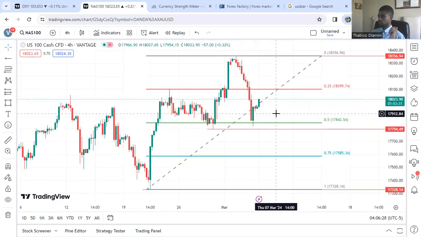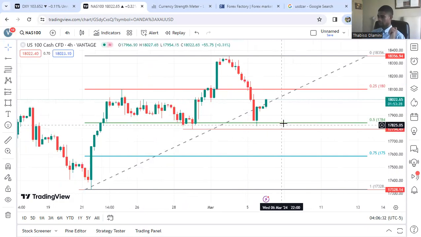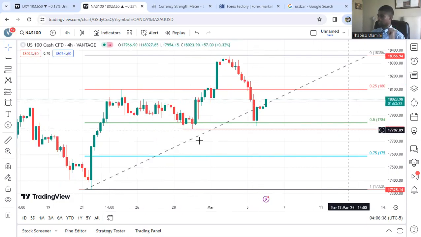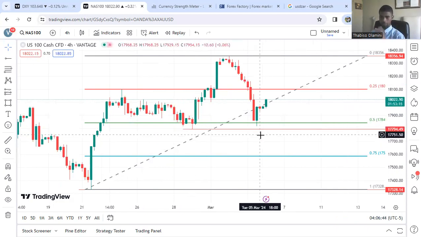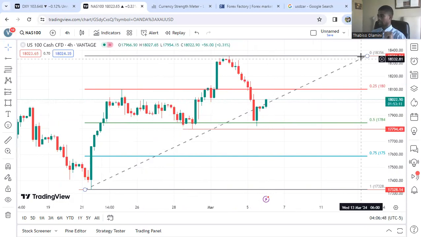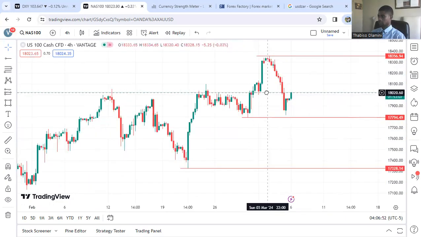And we can see it's right there in the 4-hour. Bodies are closing just above the 50%, and candles and all the wicks are closing just above that low. So this means that price has not changed structure, meaning we are still most probably moving towards the upside. So let's just remove the Fibonacci as we continue.